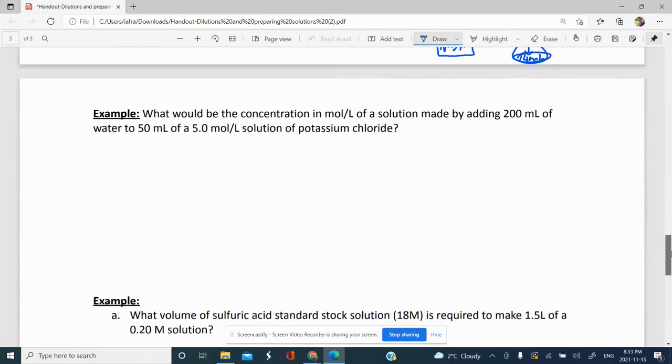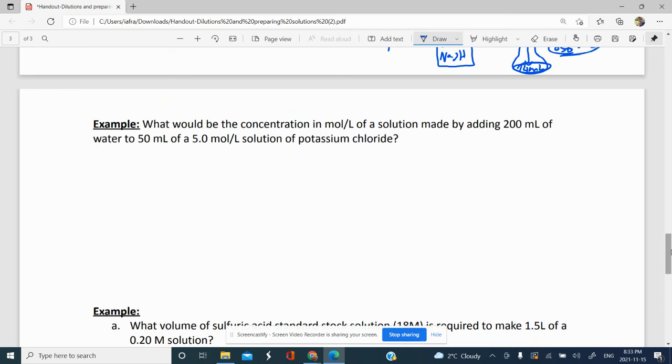Let's try one more problem out over here. What would the concentration in moles per liter of a solution made by adding 200 mils of water to 50 mils of a 5.0 mole per liter solution of potassium chloride be? So, okay, this seems a bit confusing at first.